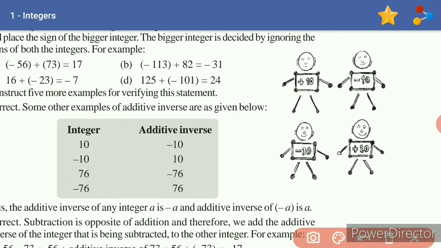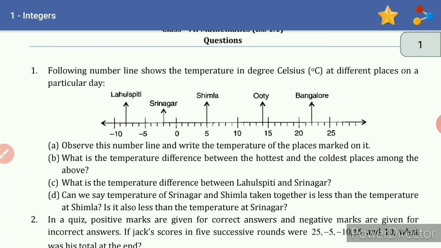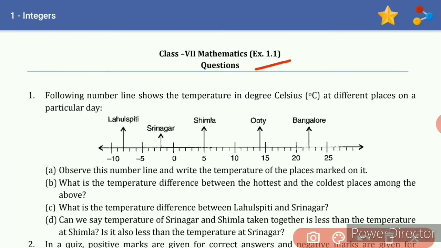Okay, so we move to exercise 1.1. You all have to write all exercises in your notebooks. First make a separate notebook of mathematics, write chapter number 1 in the heading, write today's date, and write all the exercises in your notebook serial-wise. So first let us start our exercise number 1.1.